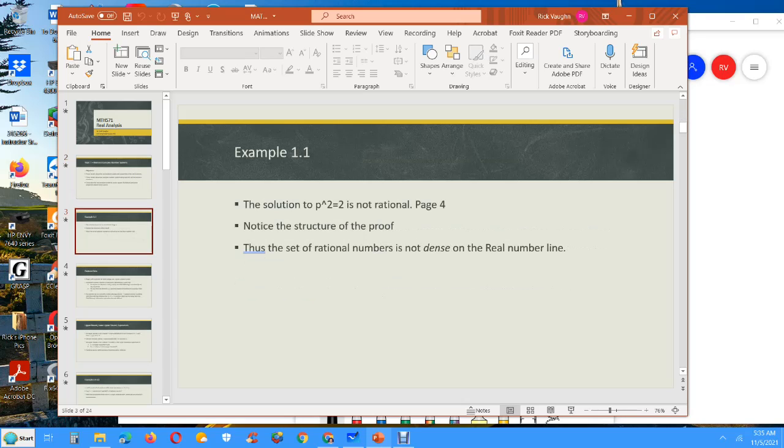We're going to see this very common proof: the solution to p squared equals 2 is not rational. In other words, the square root of 2 is not rational. We did that in this class a couple of weeks ago, and you have a similar homework problem for this week. In particular, this allows us to conclude that the set of rational numbers is not dense on the real number line. In other words, there are infinitely many holes in the real number line, and those are the irrational numbers.